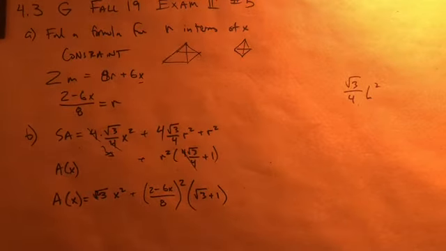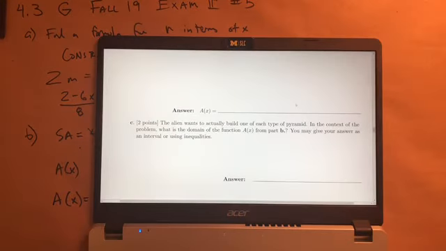Moving to part C, which is undoubtedly going to be a domain question. We are told that the alien wants to actually build one of each type of pyramid. That right there is very telling. That means that r has to be strictly bigger than 0 and x has to be strictly bigger than 0. If either of them is 0, then we're not going to be able to make our pyramids. In the context of the problem, what's the domain of the function?